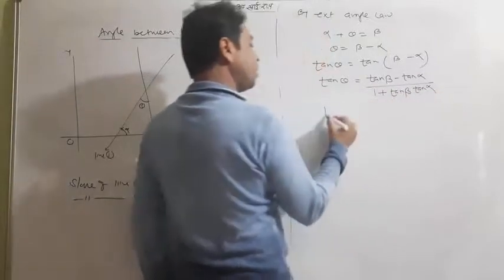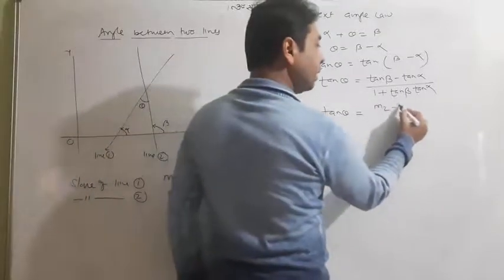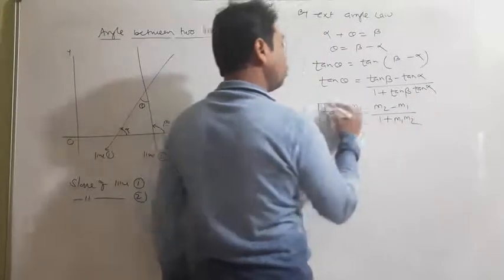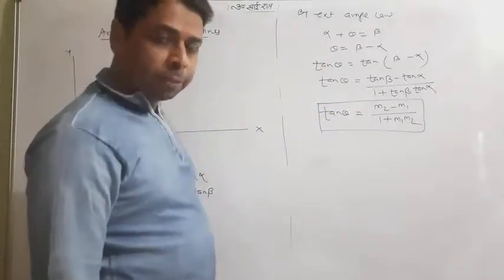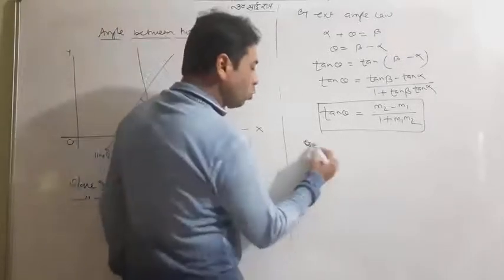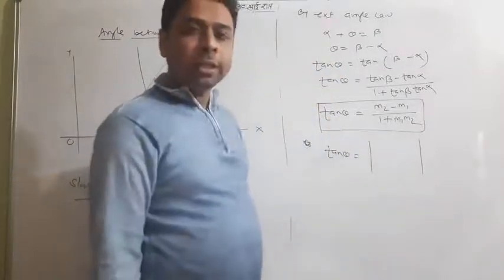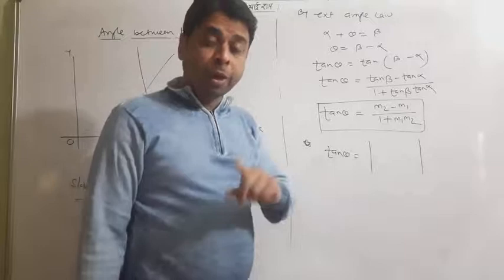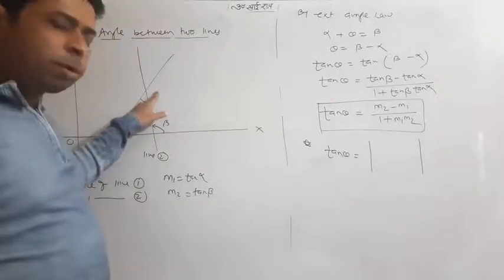Now you put the values. Tan theta is equal to, what is tan beta? M2, minus M1 upon 1 plus M1 M2, whatever you can say, no matter at all. This is the formula: tan theta equal to M2 minus M1 upon 1 plus M1 M2. This is actually the formula, but I want to modify it a little bit, and I am using mod here. Why? I want that tan theta is always positive. If tan theta is positive, your angle will be an acute angle. If this is going to be an acute angle, the obtuse angle can be easily found.